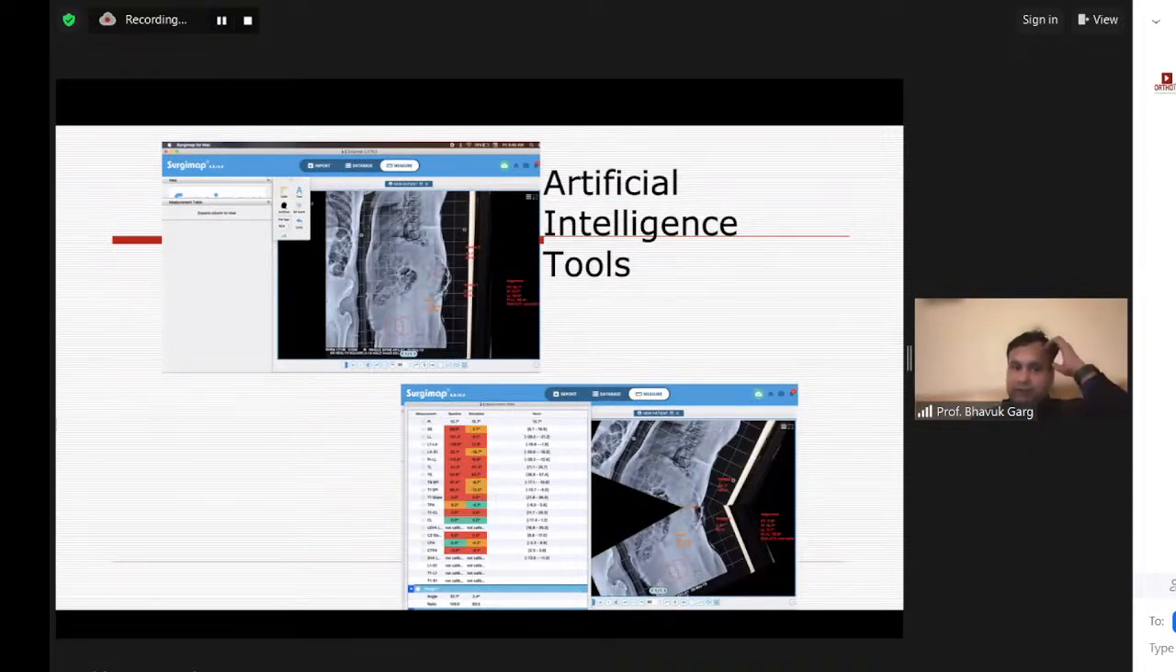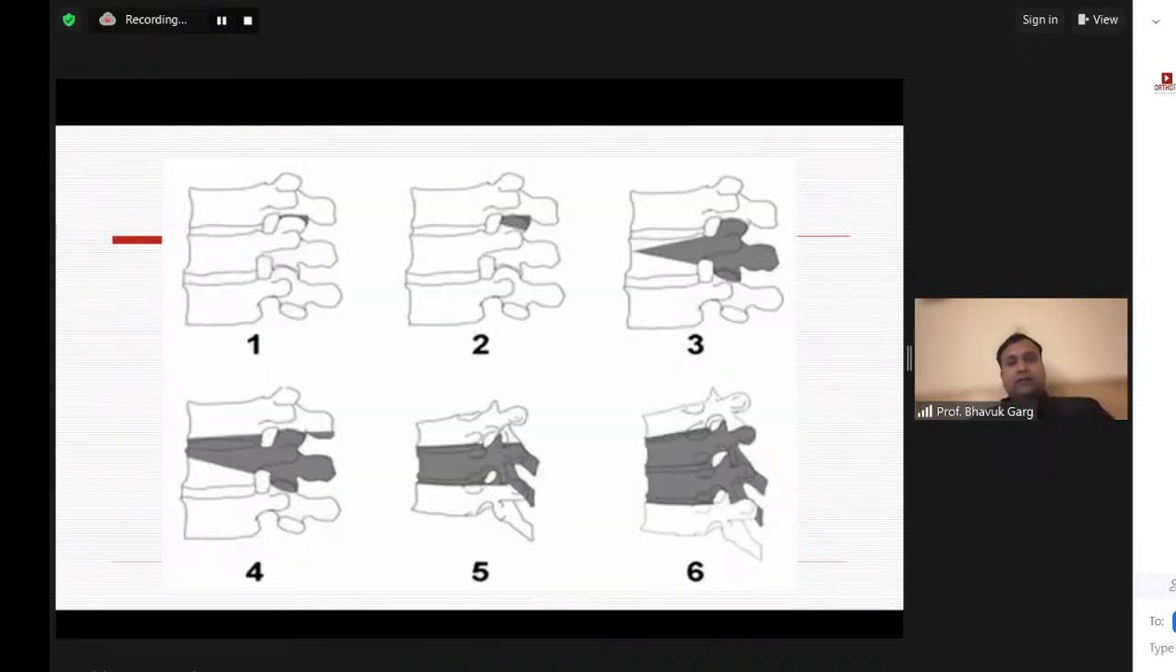Properly, judiciously executed, the outcome can be very great and satisfying for the patient as well as for the surgeon. And we use a lot of artificial intelligence tools for planning and the execution of these spinal deformity osteotomies. Like this is the SurgiMap software, which we commonly use for planning as well as the execution of these spinal osteotomies. These are the classical osteotomies described by Schwab. He divided them into 6 categories. But I don't use this classification.